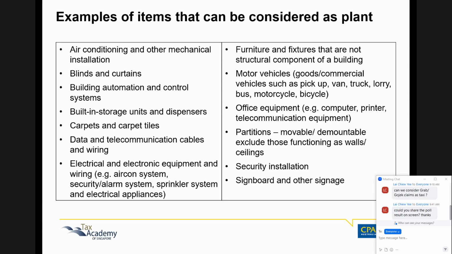If you remember previously, we have deduction under section 14, and those are not movable type. So you can see certain partitions we can claim CA, certain partitions we claim under the R&R, the renovation part. Then you have your security installation, signboard and other signage. For exam purposes, for speed, I think you can just remember all this.